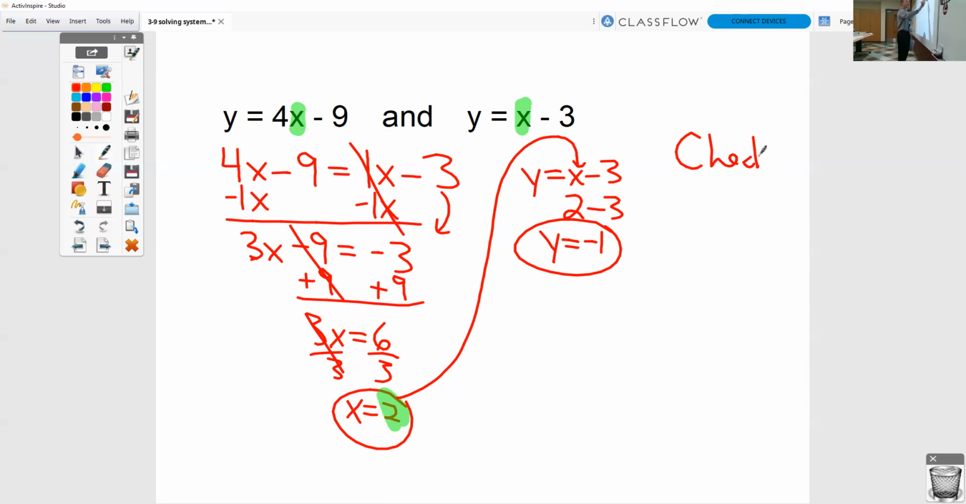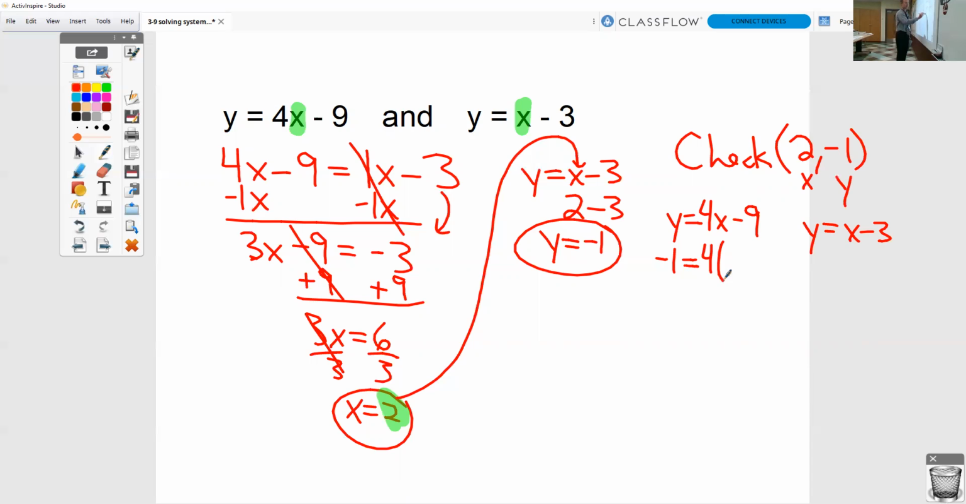Now I'm going to do my check. For my check, I have the coordinate 2 comma negative 1, with my x value being 2, my y value being negative 1. So now I need to check it in both equations. Y equals 4x minus 9 and y equals x minus 3. So taking and subbing it in, instead of y equals, I have negative 1 equals.